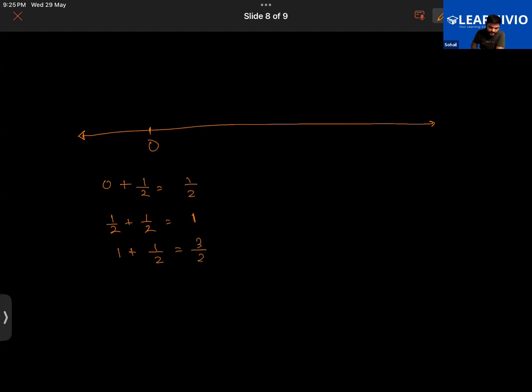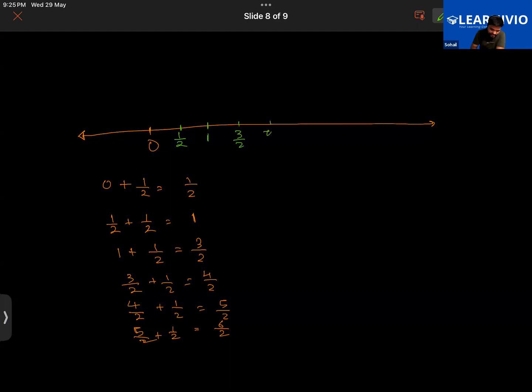Then again to 3 upon 2, you add 1 upon 2. You have 4 upon 2. And to 4 upon 2, you add 1 upon 2. You have 5 upon 2. Then 5 upon 2 plus 1 upon 2 is 6 upon 2. Now notice this over here. This is 1 upon 2. That is 1. That is 3 upon 2.